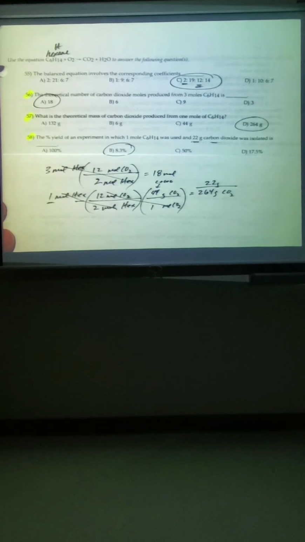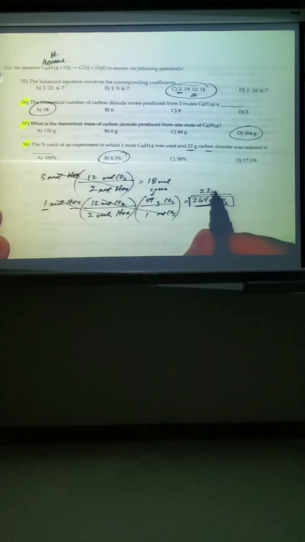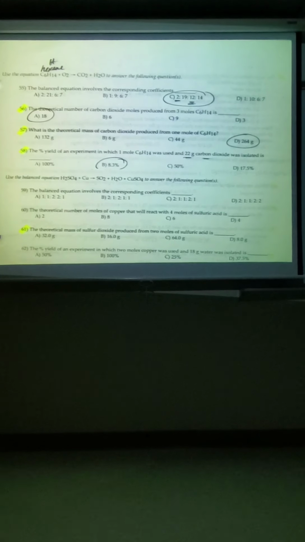So because we had the same calculation as 57 when we cheated, we used the theoretical on the bottom. So this was the theoretical. And we put the actual on top. Times 100, that was 8.3%. Not very good. 61, very similar, but different.